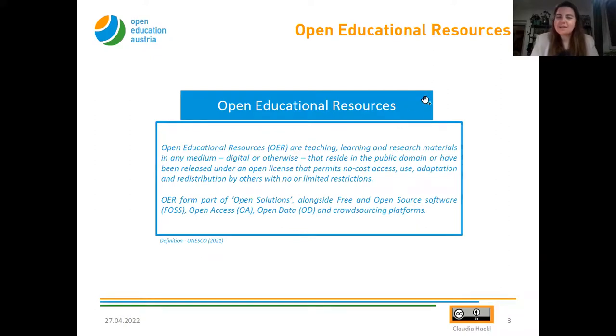So let's start classically with an open educational resources definition. OER are teaching and learning materials in any medium that can reside in the public domain or have been released under an open license that permits no cost use, access, adaptation, and redistribution by others with no or with limited restrictions. And open educational resources, in German, offene Bildungsressourcen, are part of the open solutions alongside open source software, for example, or open access publications, open data, and also crowdsourcing platforms.